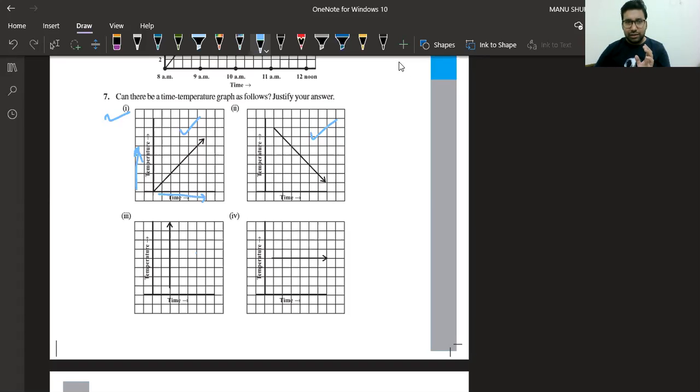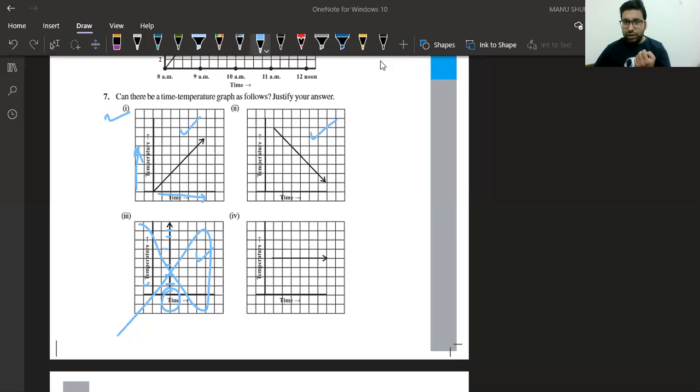Third one, please tell me, is it possible that at the same time you are getting a temperature of this much, this much, this much, and keep on going? Is it possible? At the same time of 1 hour, temperature is 5 also, 6 also, 7 also, 8 also, 100 also, 200 also. Is it possible? At one time we can have only one temperature, na class? Try to understand. At one time you can have only one temperature. That is why this is not possible.